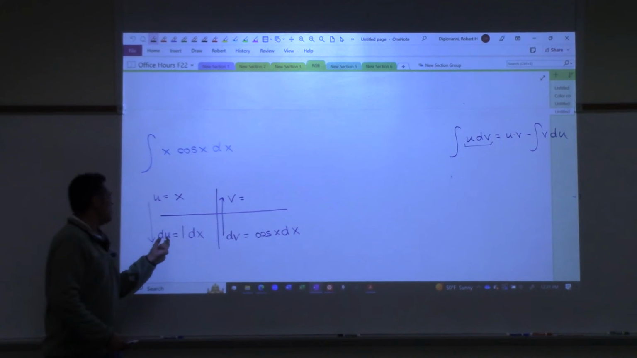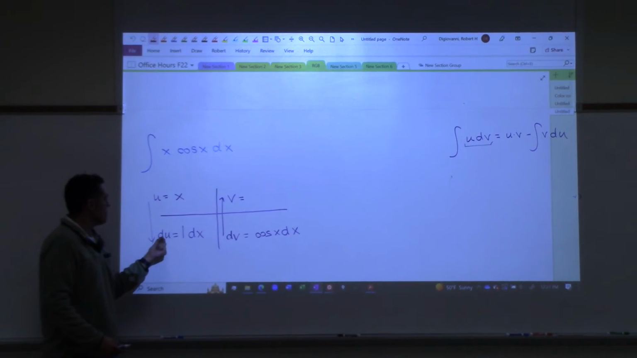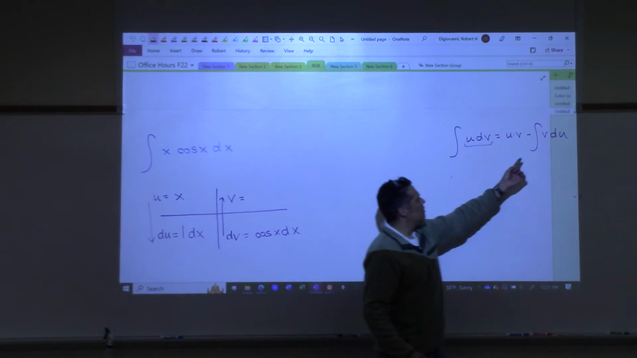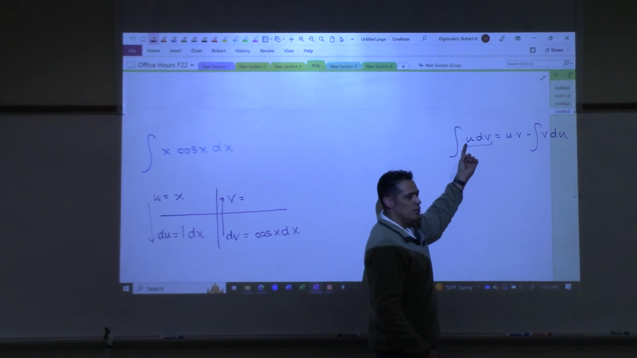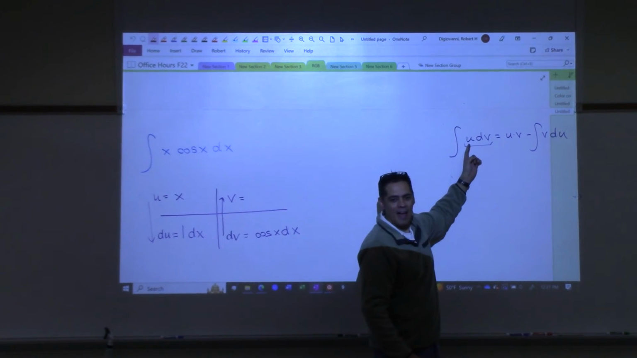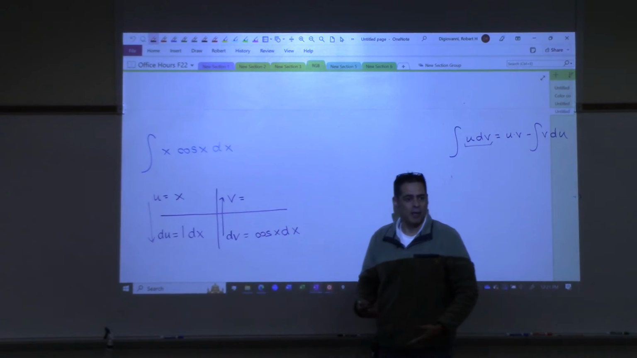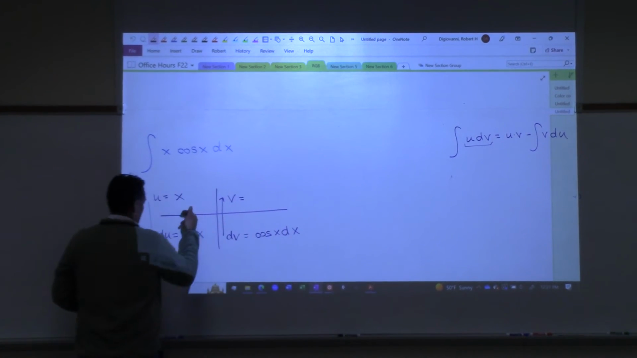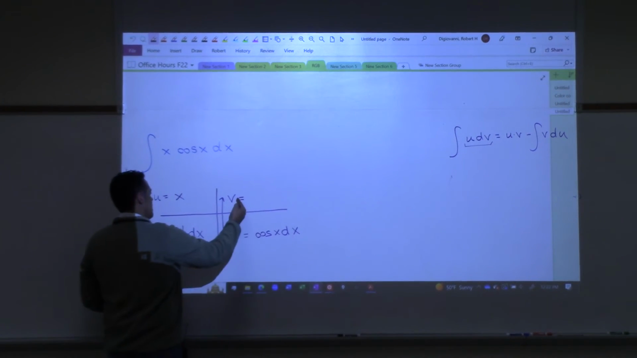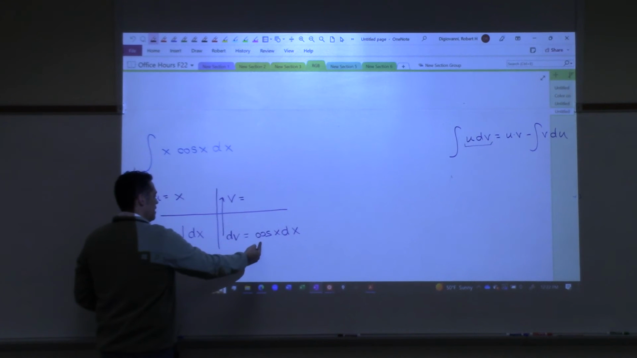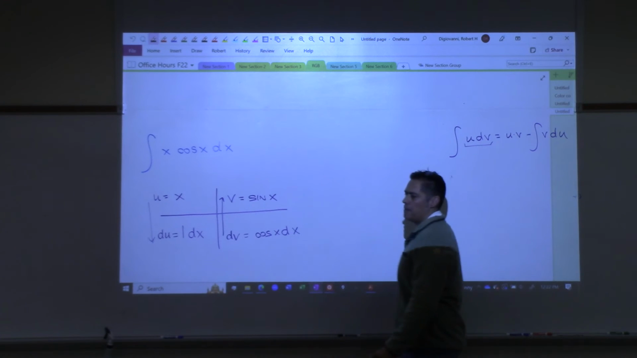Why do I need du and v? Why do I need those two things? I have u dv. I want to know what v du is because that's going to be the new integral. So here I have du, it's just 1 dx. And v I get from this, taking the antiderivative. Antiderivative of that is sine x.